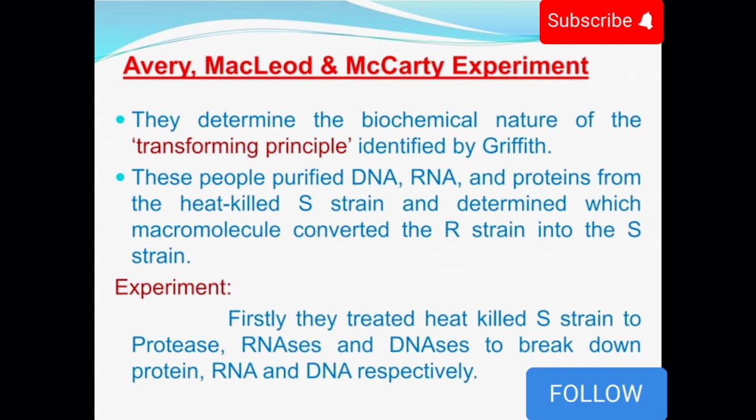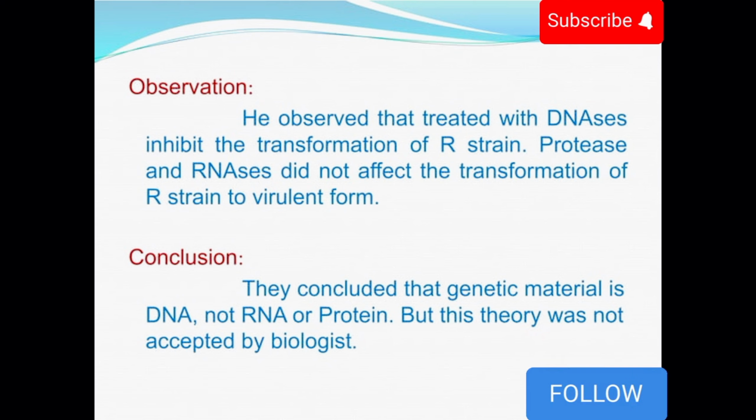So these people purified DNA, RNA, and protein from the heat-killed S strain and determined which macromolecule converted the R strain into the S strain. In their experiment, firstly they treated heat-killed S strain with proteases to digest their protein, RNases to digest their RNA, and then DNases to digest their DNA, or we can say to break down or disintegrate protein, RNA, and DNA respectively.